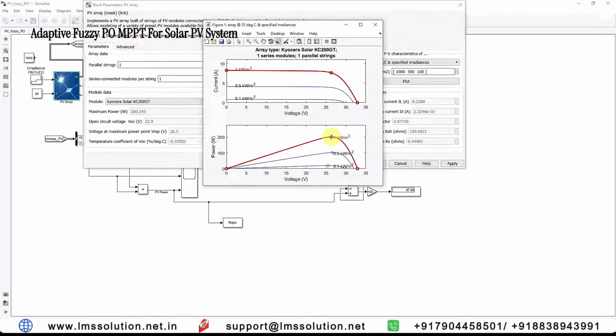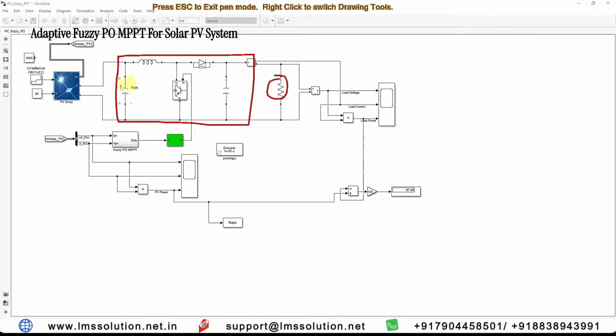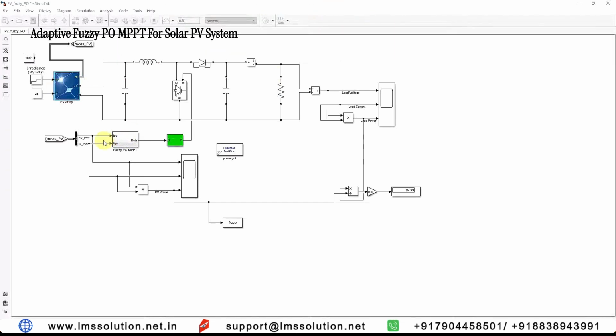Here you can see that at 1000 watts per meter square, the maximum power, that means peak power, is around 200 watts, and for 500 watts per meter square, the peak power is 101.6, and for 100 watts per meter square, the peak power is around 19.49 watts. This is a typical PV and IV characteristic of the considered panel. And then here we have the boost converter, placed in between the load and the solar panel. Here we are measuring the PV voltage and PV current.